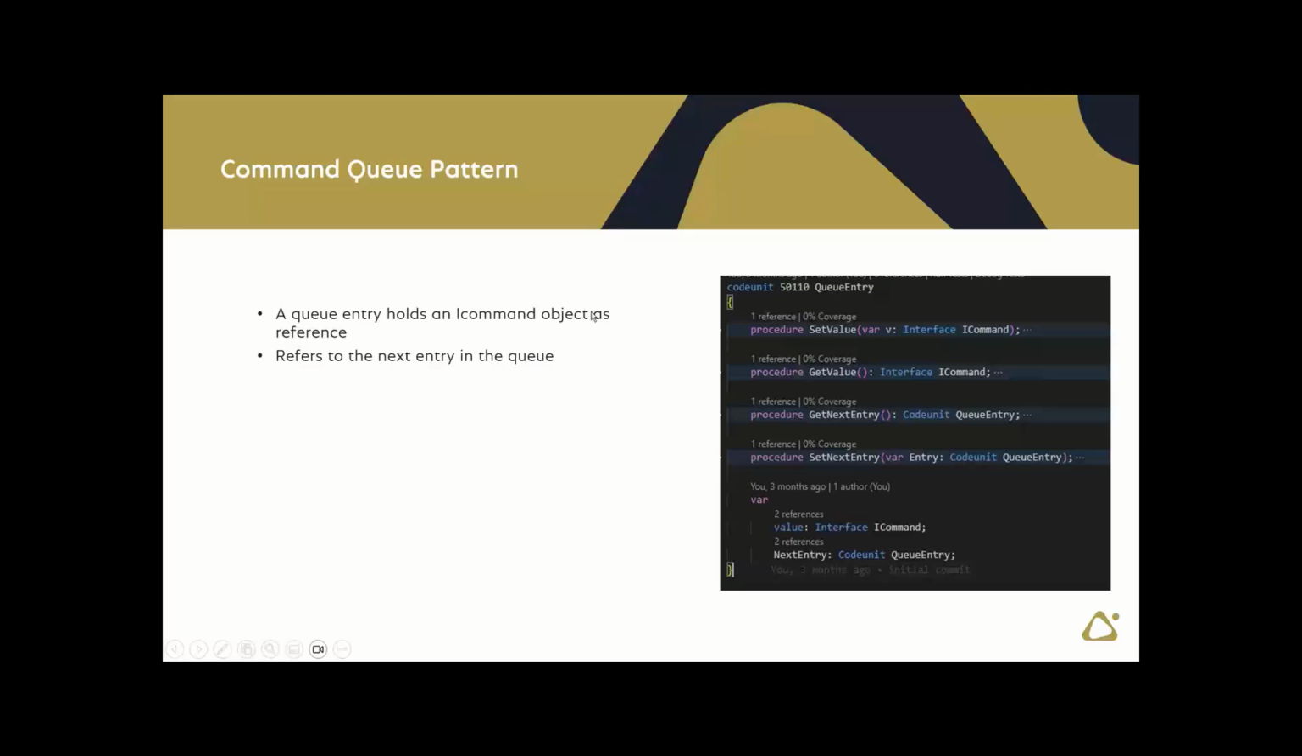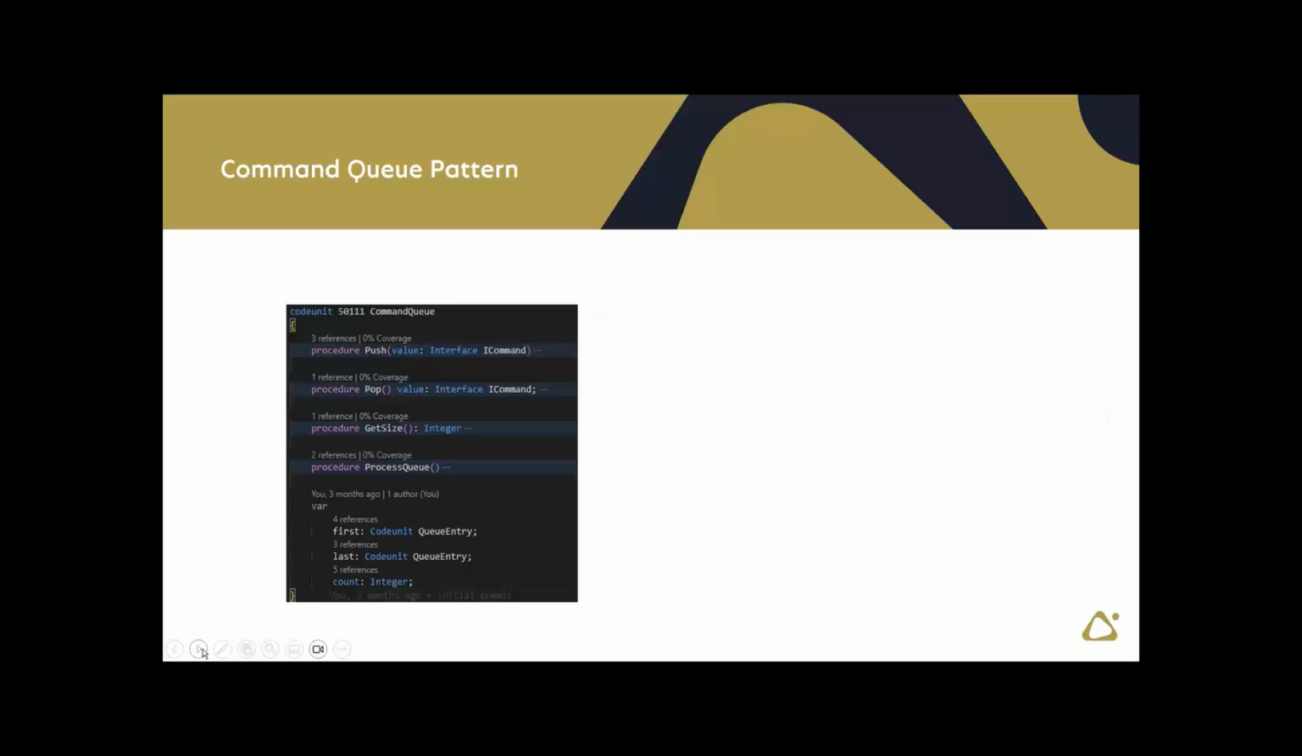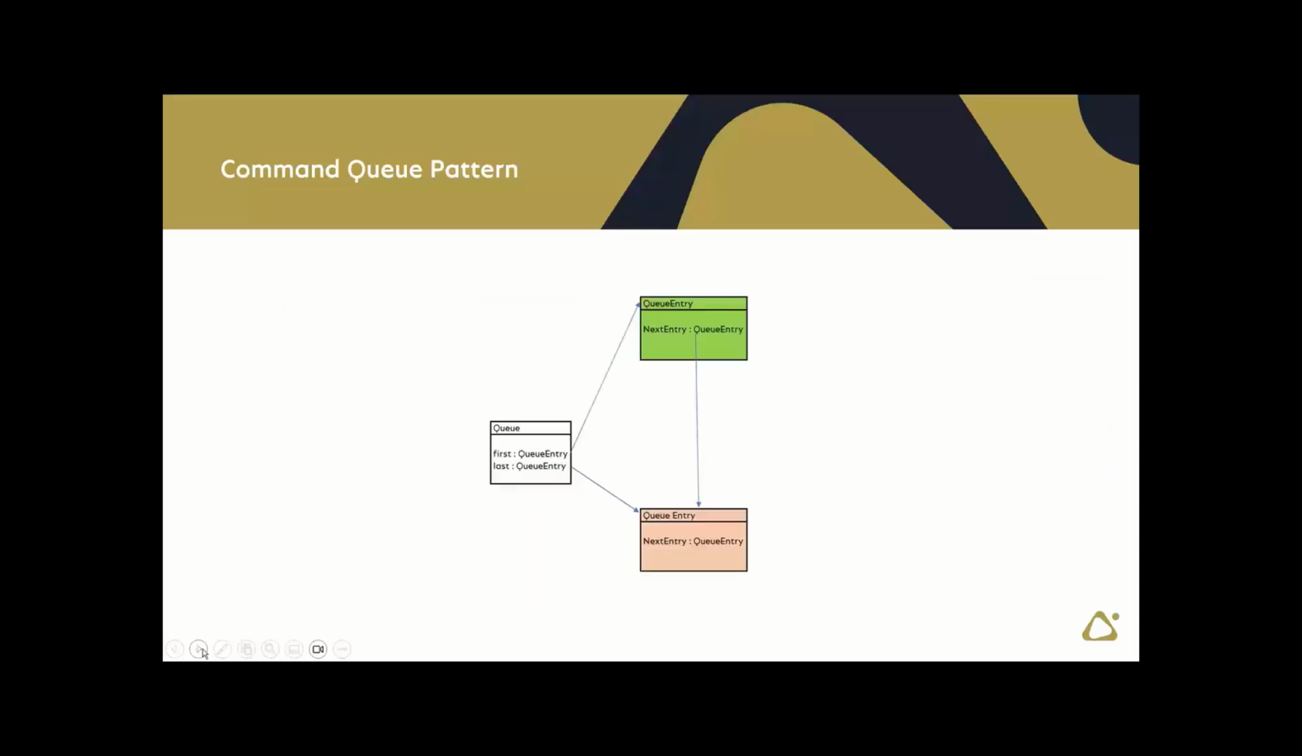Because many collections in AL at the moment do not support variant as a data type, I've created everything on my own. So I created a queue entry which holds an interface from ICommand, and the queue entry will be added to the queue, and then we can iterate through the queue. Let's have an example of how this all works. I will show you the code later.